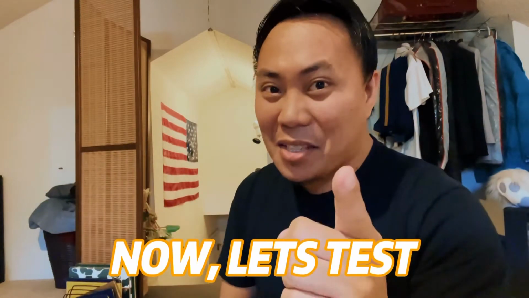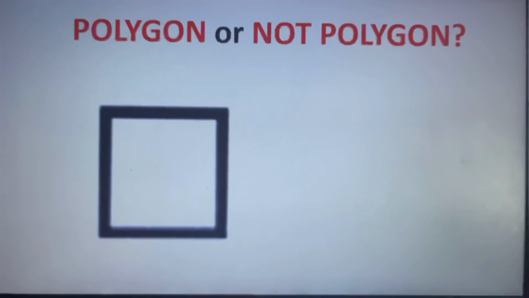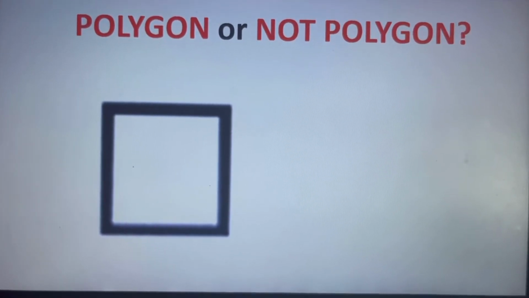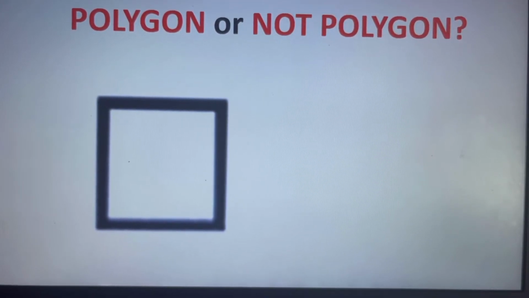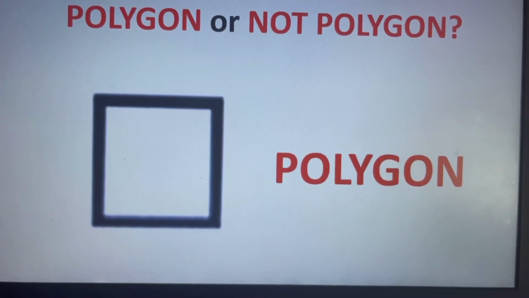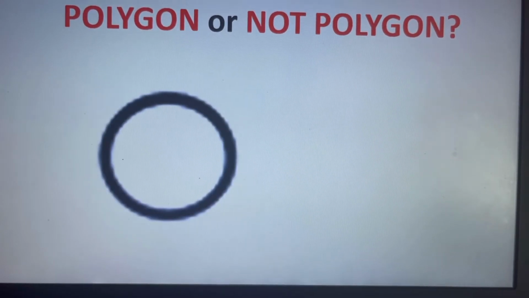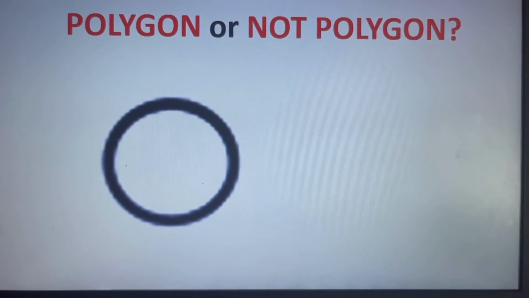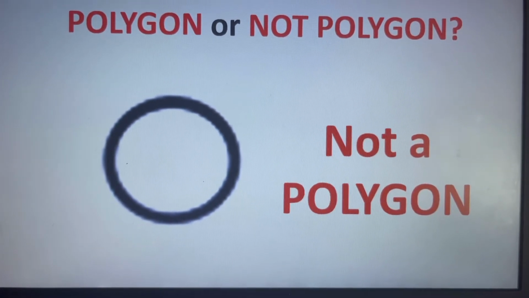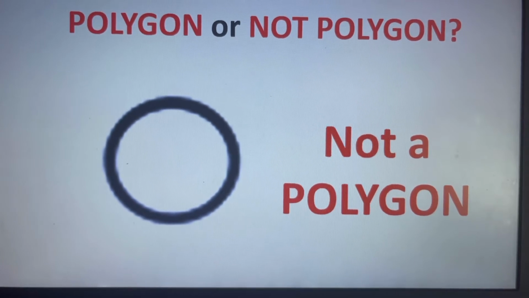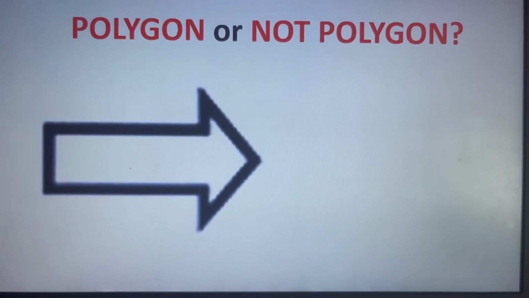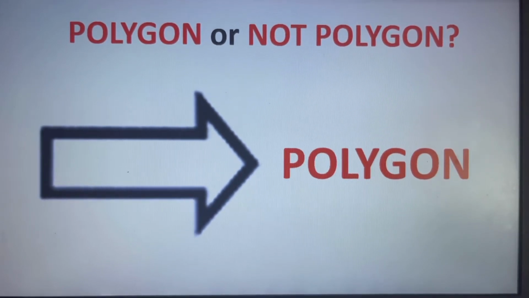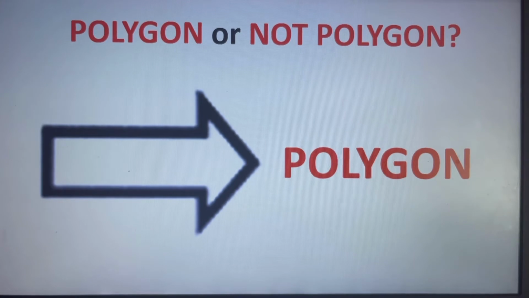Now, let's test your knowledge. Is this a polygon or not a polygon? You're correct. It's a polygon because it's closed and made of straight lines. Next, polygon or not polygon? Not a polygon because it's not made of straight lines. Next, correct. It's a polygon because all are straight and it is a closed figure.